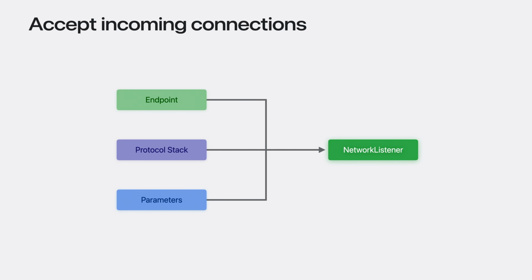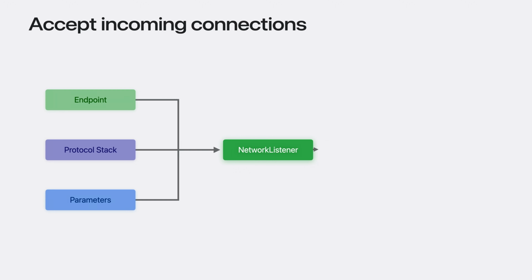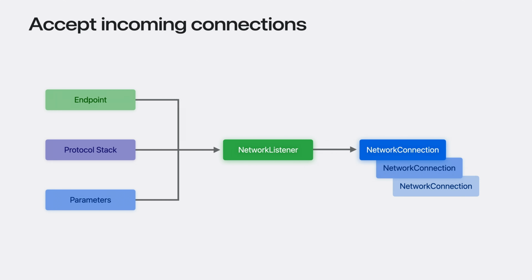Incoming connections are handled by Network Listener. Just like Network Connection, I initialize it by declaring a protocol stack. Unlike a connection, a listener doesn't have a send or receive method. This is because a listener listens for new connections and then delivers them to the caller. Network Listener has a run method that will deliver new connections to the handler that is passed in. Let's see how that works.